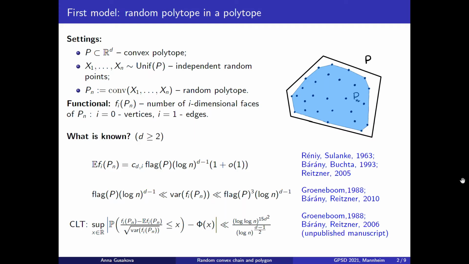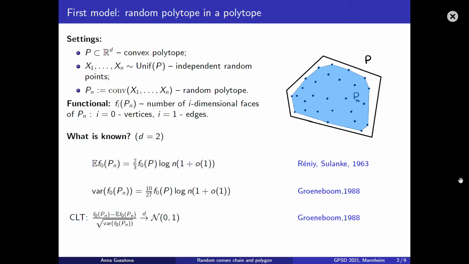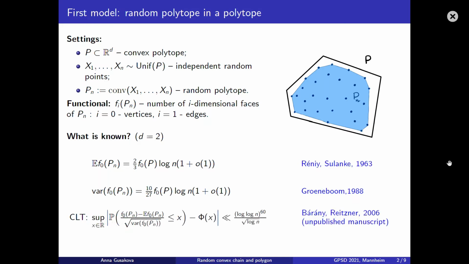We are interested in the planar case when d is equal to 2, and in this case these formulas can be made a bit more precise. So for the expectation we still have an asymptotic formula, and we also have an asymptotic formula for the variance, in contrast to the general case. The central limit theorem in the two-dimensional case was proved by Cronenboom, but he didn't give any speed of convergence. The speed of convergence can be seen from these results of Bárány and Reitzner, and as I said already, it contains this log factor. It should also be pointed out that in the two-dimensional case the only interesting functional is the number of vertices, which actually coincides with the number of edges.